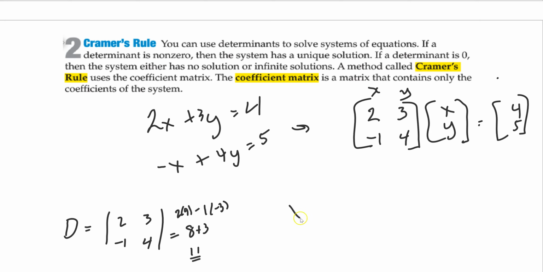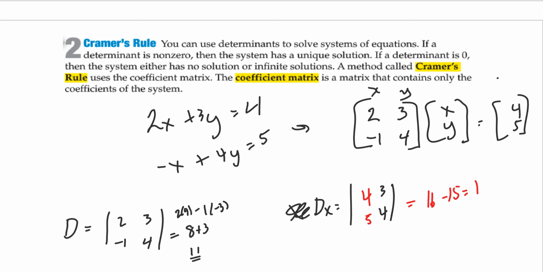For our x value, that's called the determinant of x. What we're going to do is switch the x column with the answer column. It's been like this, 2 and negative 1. Then I'm going to switch the x column with the answer column. So instead of having x, I'm going to have 4 and 5. You can take the determinant of this, 16 minus 15, so 1.